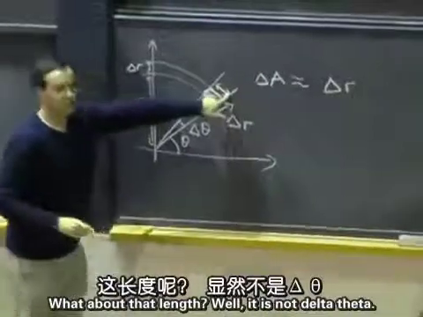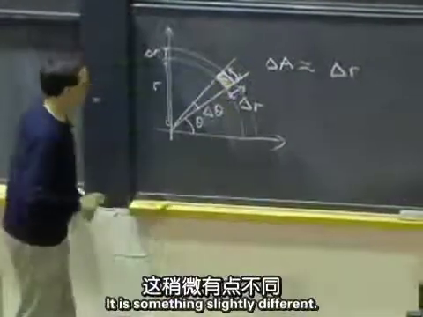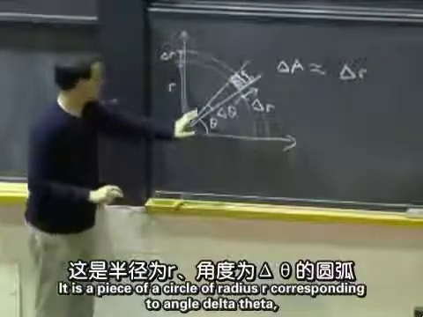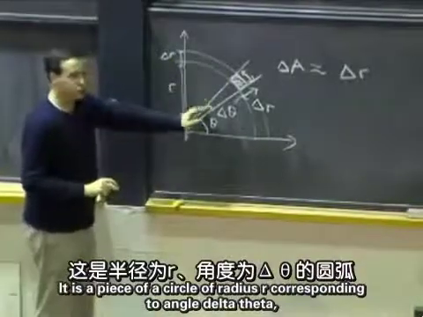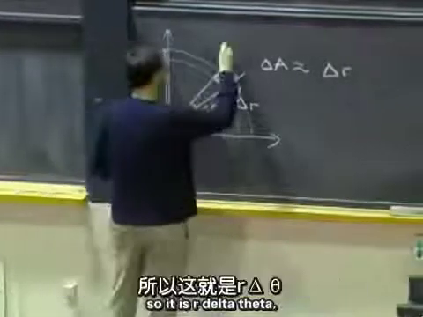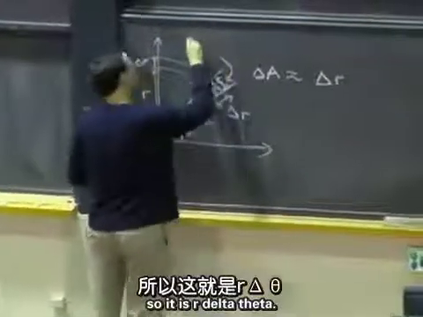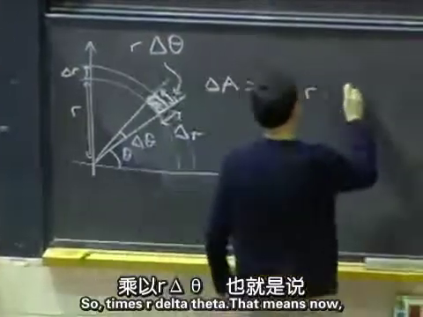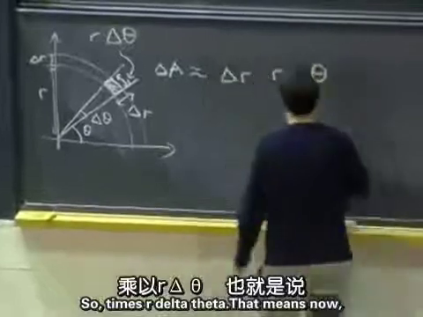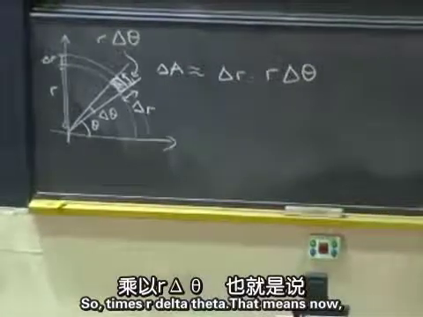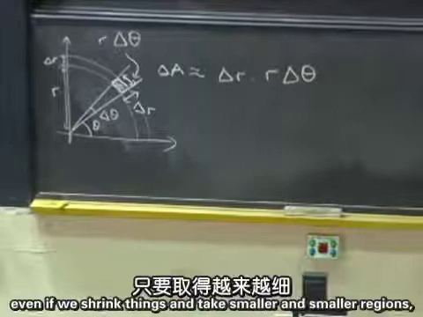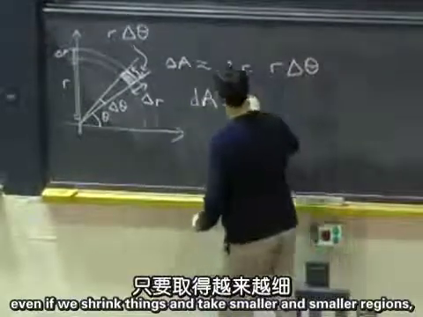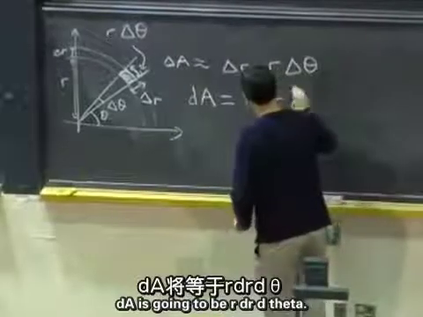What about that length? Well, it's not delta theta. It's something slightly different. It's a piece of a circle of radius r corresponding to angle delta theta. So it's r delta theta. So times r delta theta. Okay, so that means now even if we shrink things and take smaller and smaller regions, dA is going to be r dr d theta.